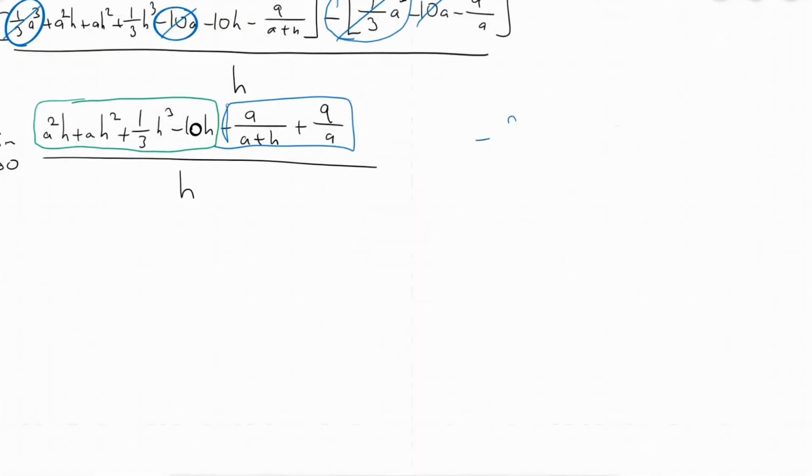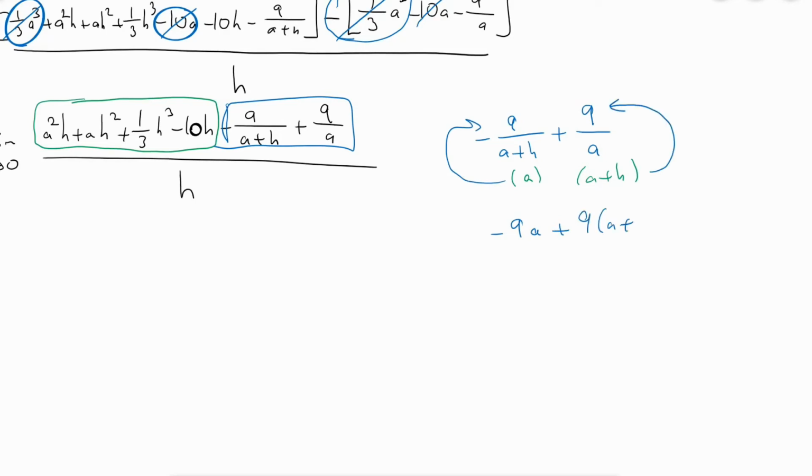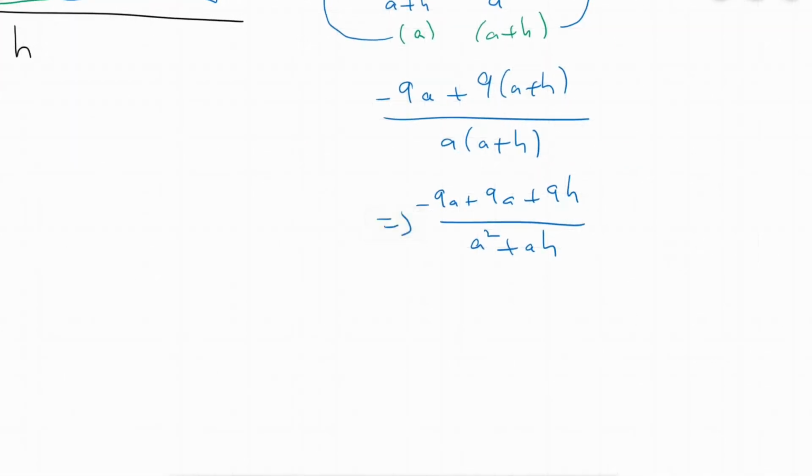Minus 9 over a plus h plus 9 over a. I'm going to combine these two, so I can multiply this by a, and I can multiply this by a plus h, so I can put them together. So now I have minus 9a plus, so I just multiplied this by this, and I'm going to multiply this by this. So now I have 9 times a plus h over a times a plus h. Now I'm going to simplify it even further, so I have minus 9a plus 9a and then plus 9h over a squared plus ah. So I could have left it, but I'm just going to do it as it is. And I see that I can cancel these out, so I am actually left with 9h over a squared plus ah.